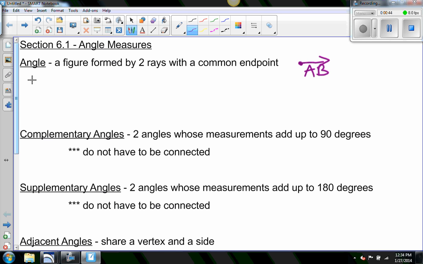So there are four different main types of angles we should know by now. This would be an acute angle. It's a U. This would be a right angle. And this box means 90 degrees. So anytime you see that, you know that that's a right angle.